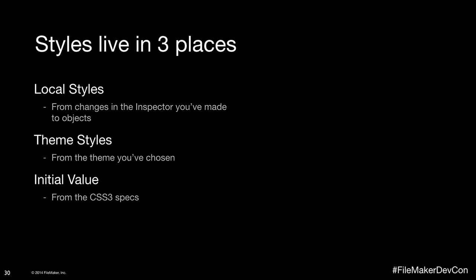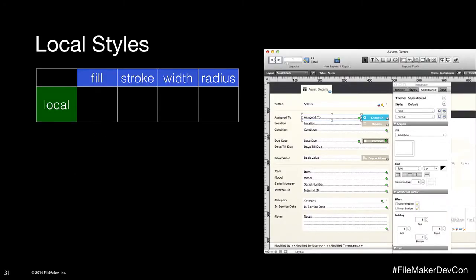So local styles are when you change an object with the inspector. Those go into the local styles of an object. Theme styles come from the theme you choose with your layout. And then the initial value is if neither the local style nor the theme style says what to do, we use the defaults put in the CSS3 spec. The reason we do that is for great compatibility with IWP. So we want to make sure that whatever FileMaker spits out and we go to IWP, if we don't specify a property, we need to have the same result. So WebDirect, I'm sorry. Old habits die hard.